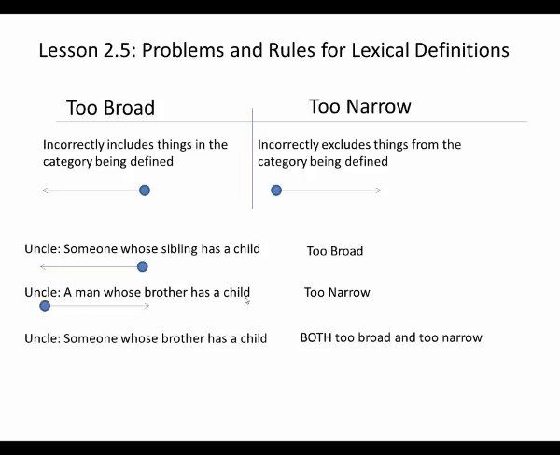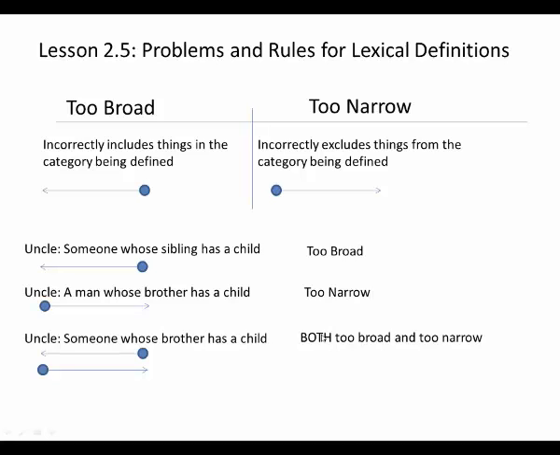If you just think about this definition, you could apply the test for too broad. Can I think of someone whose brother has a child that's not an uncle? And yes, there can be a woman whose brother has a child, and then she's not an uncle because she's an aunt. You can also apply the test for too narrow by proceeding from left to right. Can I think of an uncle who is not someone whose brother has a child? Yes, because I can think of an uncle who is a man whose sister has a child, and that makes him an uncle, but he's not someone whose brother has a child. So the definition is also too narrow. So this definition is both too broad and too narrow.